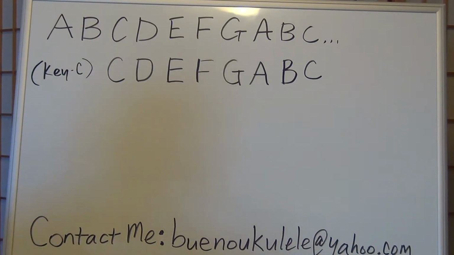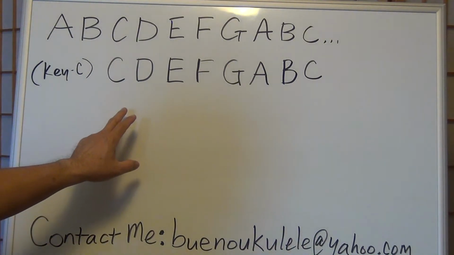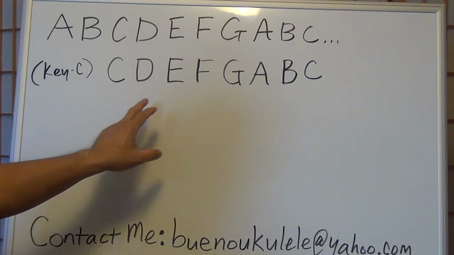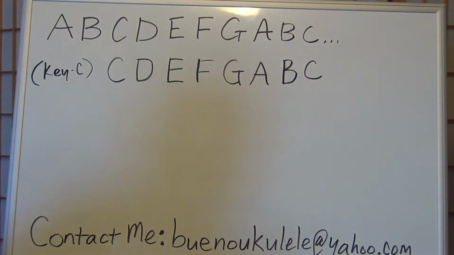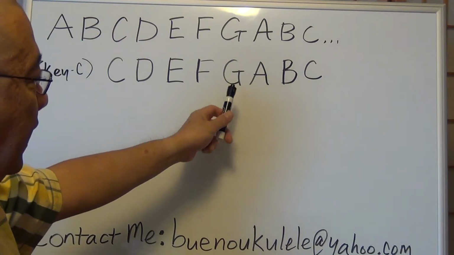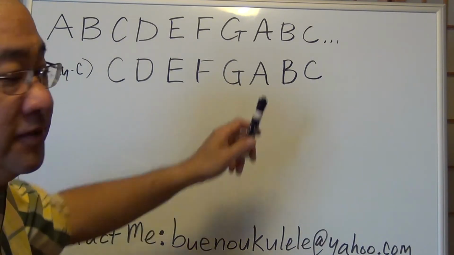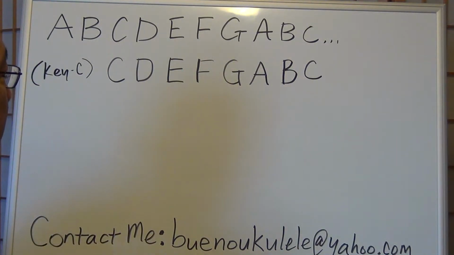Okay? And that's basically how it works. You can pick any key you want, and you start from that letter, and then you end on that letter. And keep in mind that after G always comes an A. Okay? After G always comes an A.